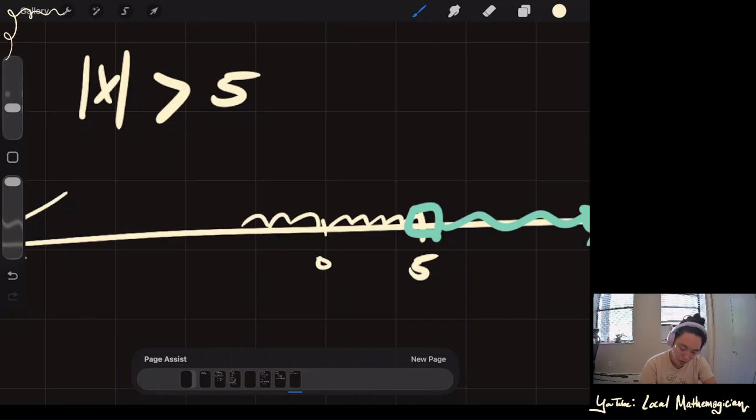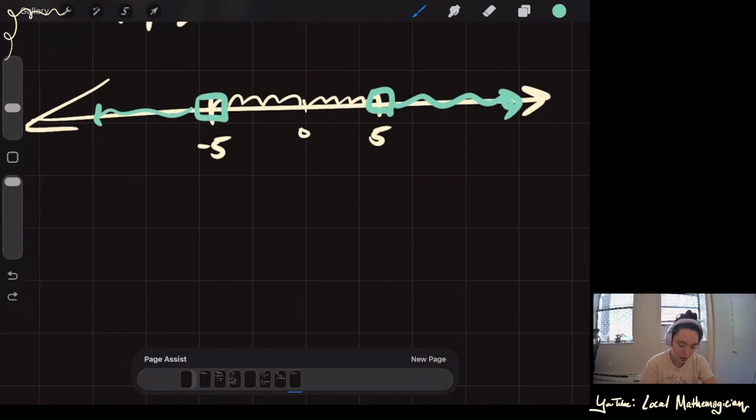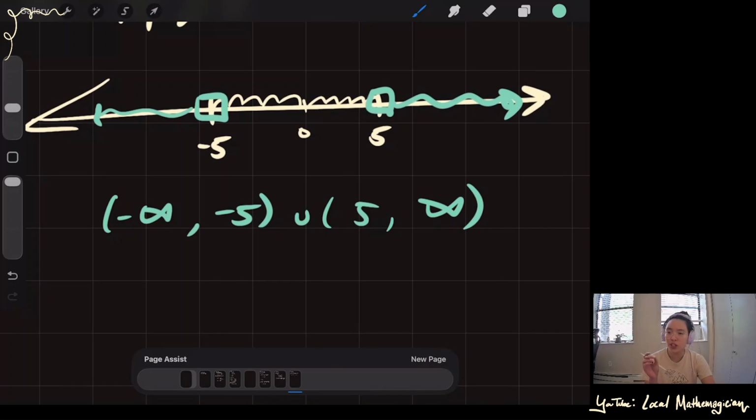1, 2, 3, 4, 5. This is negative 5. Don't want to include it. Just like that. Right? We're not counting this bit in the middle. So our interval will be negative infinity to negative 5, union 5 to infinity. Essentially, you're looking at a radius that's not inclusive on the inside and inclusive on the outside.